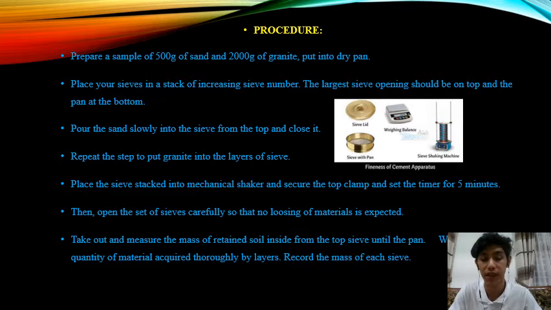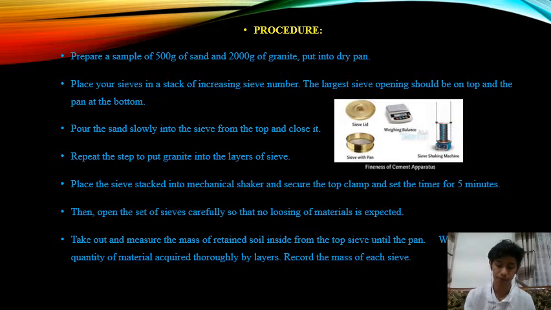Then place the sieve set into the mechanical shaker, secure the top clamp and set the timer for 5 minutes. Then open the set of sieves carefully so that no loss of material is expected. Next, take out and measure the mass of retained soil inside from the top sieve until the pan. Record the mass of each sieve.